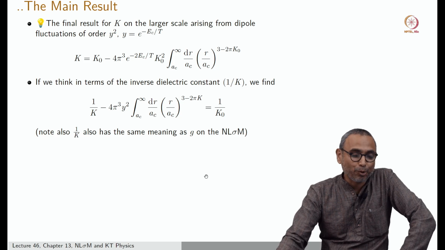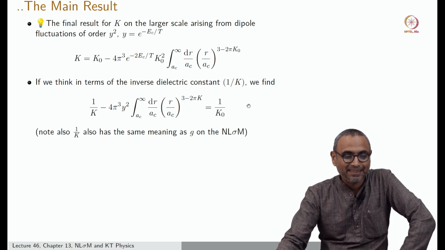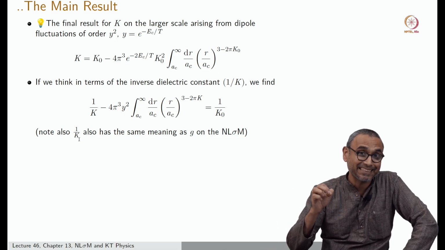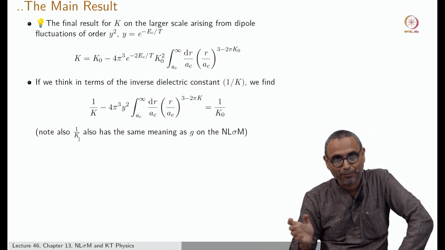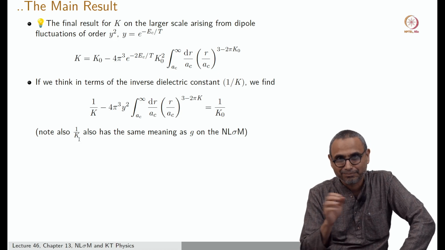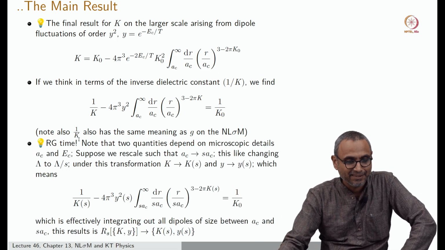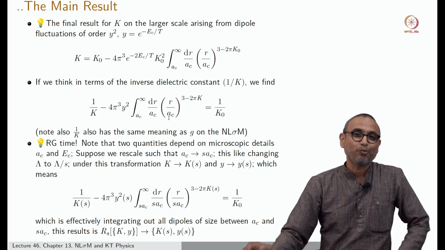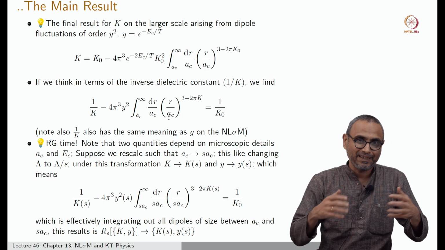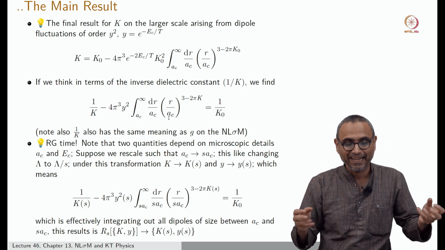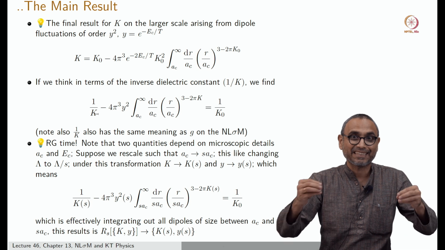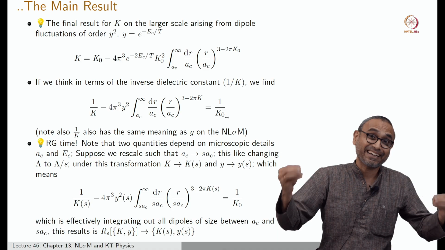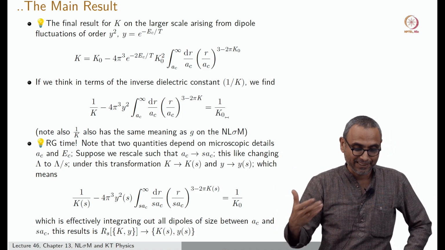So you see there is another motivation for doing this. The other motivation is that 1 by k has exactly the same meaning as g of the nonlinear sigma model. So we are now writing some change of g kind of thing. Alright, so now what we have found is the effect of all these vortices on k, and we have related the effective k to the bare k, the k that we started off with in the ultraviolet.